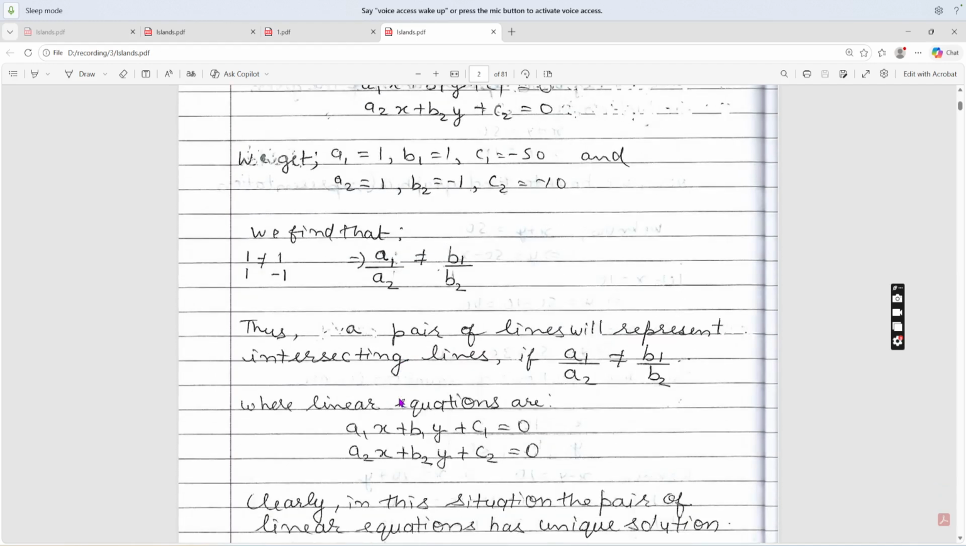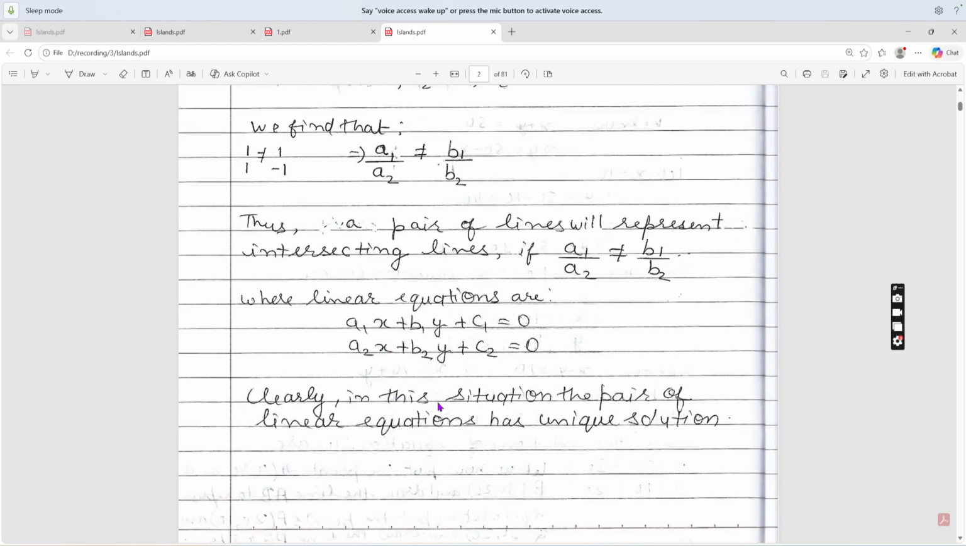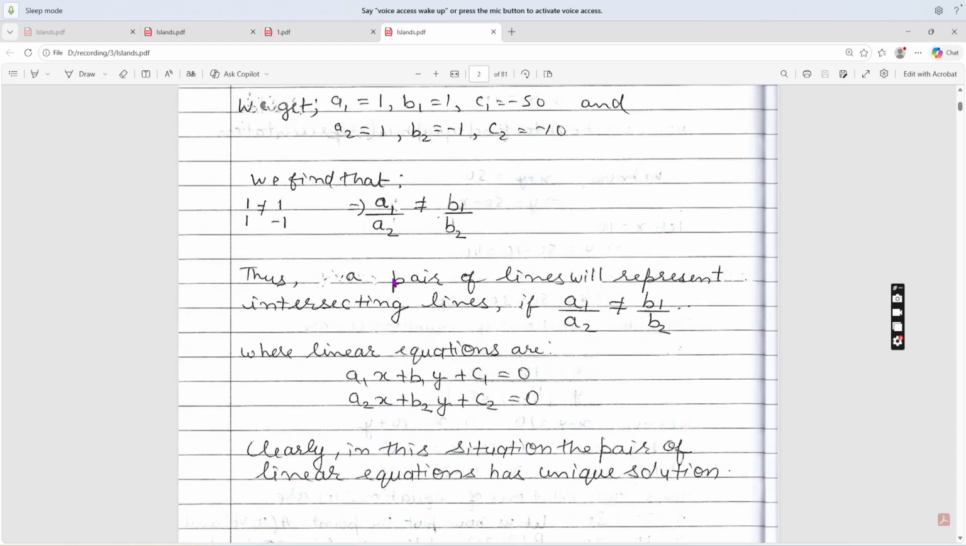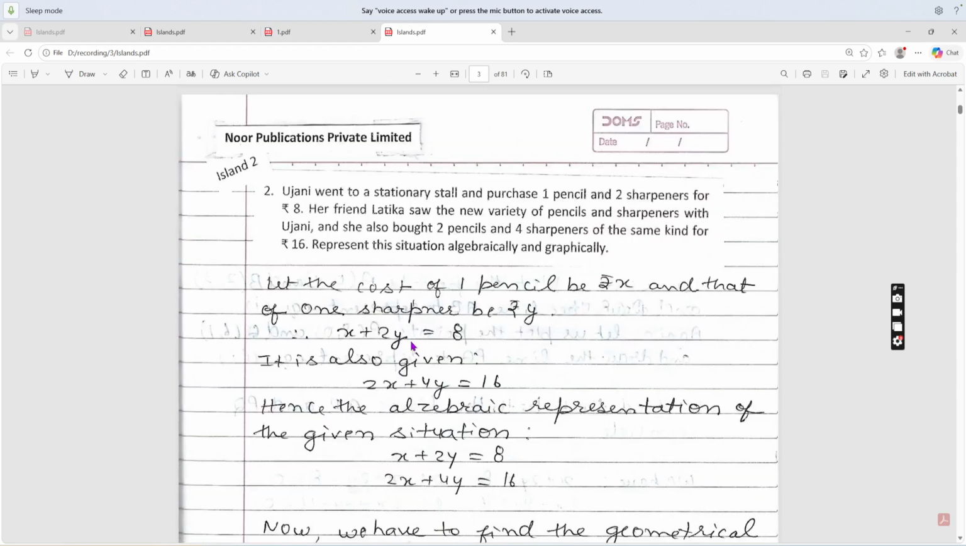So a pair of linear equations will represent intersecting lines if a1 upon a2 is not equal to b1 upon b2. And in these equations, clearly in this situation, the pair of linear equations has unique solution. That is what we have proved here in this way. Okay, now we see one more question.